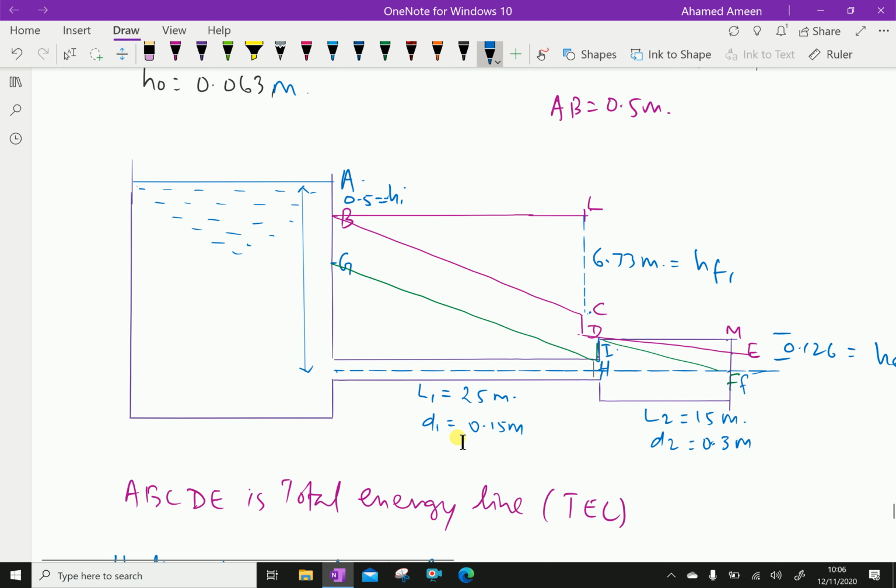So drawing the total energy line and hydraulic gradient line is useful to study the flow through pipes.